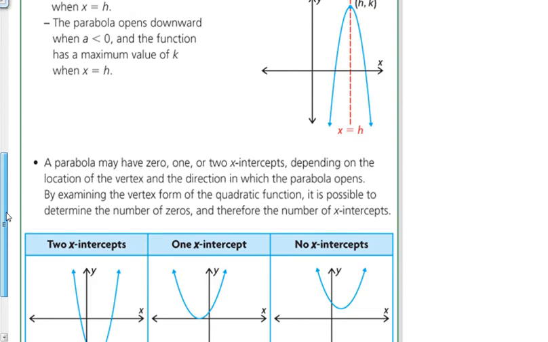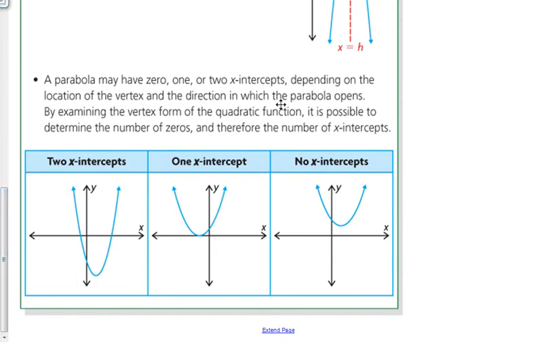A parabola may have 0, 1, or 2 x-intercepts, depending on the location of the vertex and the direction in which the parabola opens. By examining the vertex form of the quadratic function, it's possible to determine the number of zeros and therefore the number of x-intercepts. If it opens up and the vertex is below the x-axis, we're going to have 2 x-intercepts. If we have 1 x-intercept, it's going to just touch the x-axis, and if the vertex is above the x-axis, we're not going to have any x-intercepts if it opens up.